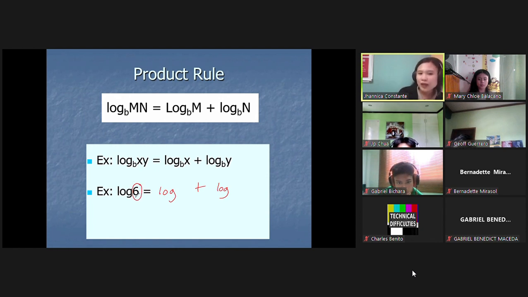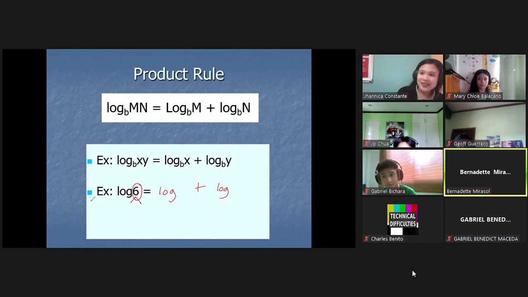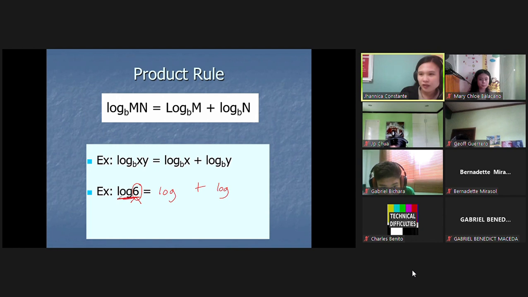So factor out this 6. What is the factor of 6? 2 and, okay, 2 and 3. So to expand this logarithmic function, log 6, you will be having log 2 plus log 3. Okay? So that's how we use the product rule, expanding the logarithmic function that we have using the product rule.